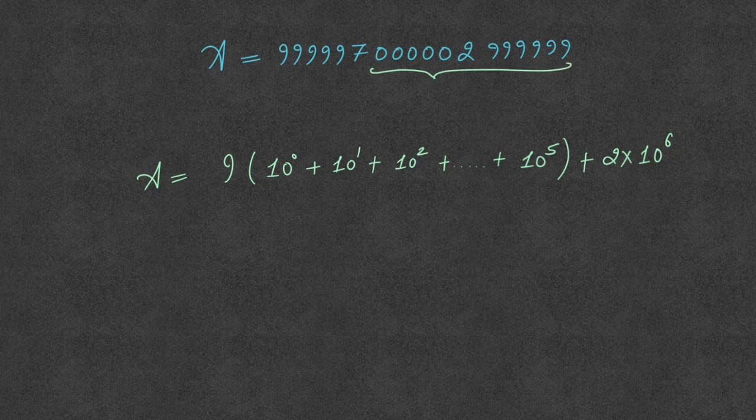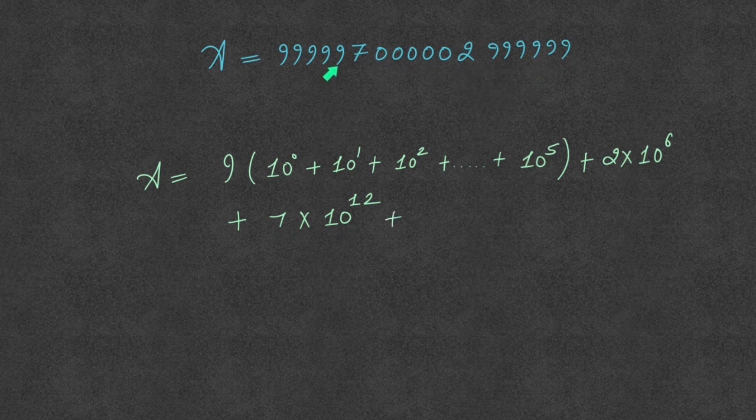In this region, there are 12 digits. So this 7 can be written in the form of 7 into 10 raised to the power 12, because this 7 is placed at the 13th place. So the 13th place can be written in the form of 7 into 10 raised to power 12.